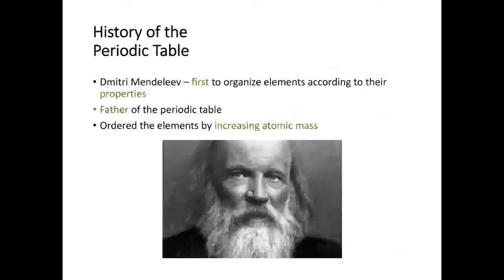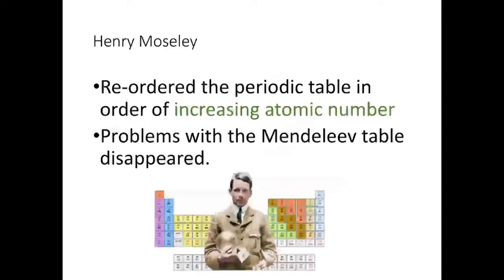So he discovered that if you break the elements into columns and rows, you can have repeating properties and elements lined up with similar properties. So we call him the father of the periodic table. And he put his periodic tables in order of increasing mass, atomic mass, to see that their properties lined up.